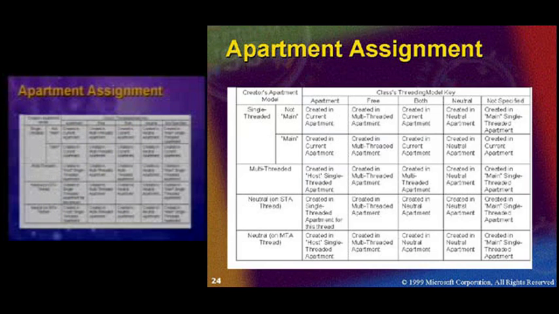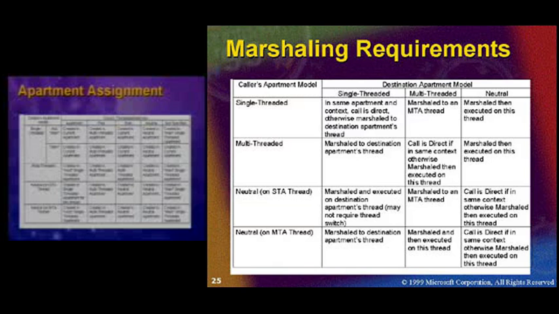Now, one of the things that's really confusing about COM is figuring out what the threading model key has to do with where your object gets created based on the apartment type of your calling object or your creating application. So this chart shows you, for a particular creator's apartment model and a particular threading model for your class, what type of apartment and which apartment your object will be created in. And I'm not going to go through that. You can read it later if you really want to know.